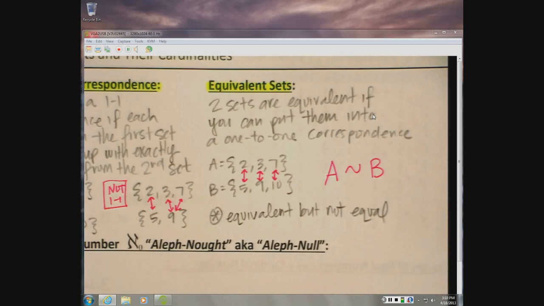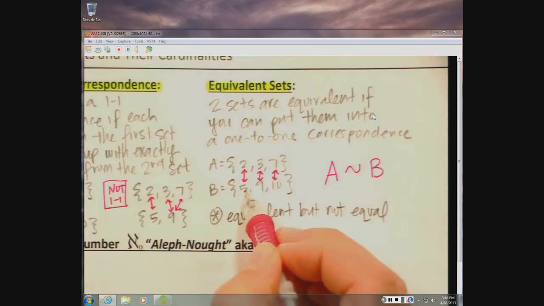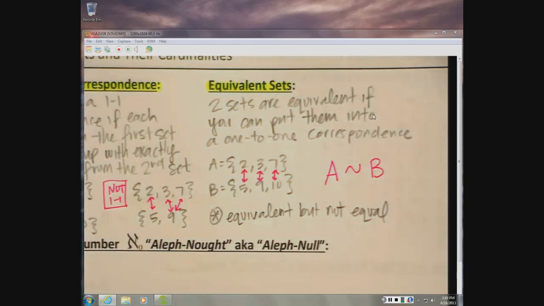Remember, equal sets are where every element in A is also an element of B, and every element of B is also an element of A. They share the same elements. Here, we're just trying to create a one-to-one correspondence, and we say that they are equivalent if we can. Now let's talk about the cardinal number aleph naught, also known as aleph null.